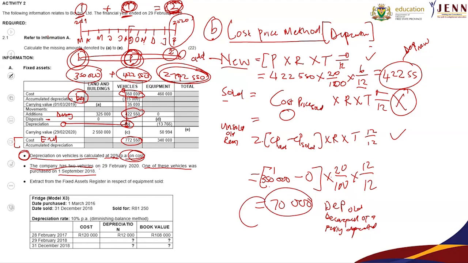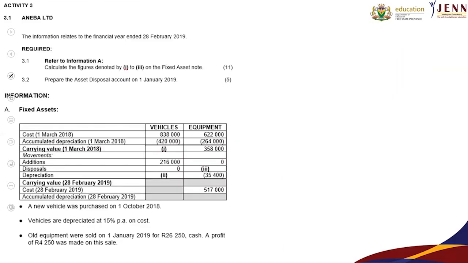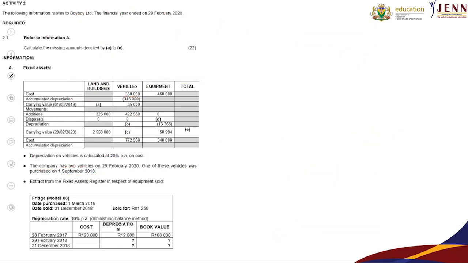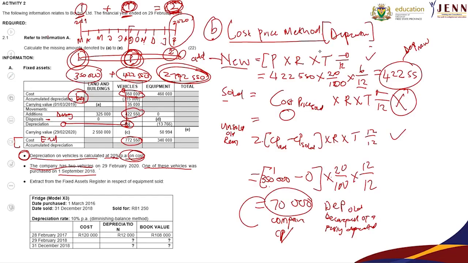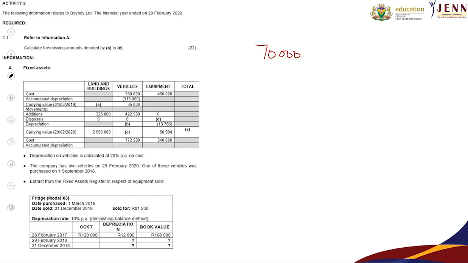Let's compare the depreciation. We said we must compare the 70 to the cost price. We must compare to the, not cost price, we must compare to the carrying value. Right? Now, when we compare the 70 to the carrying value, what are we having? We are comparing 70,000 to the carrying value. Now the carrying value, it is how much? Let's compare the 70,000 to the carrying value.